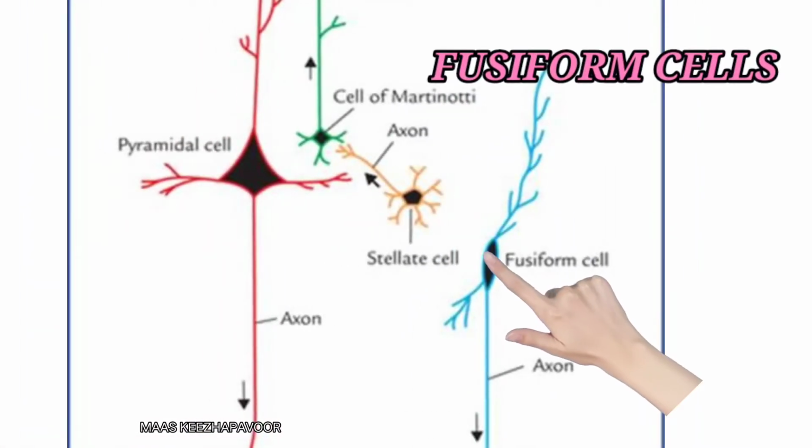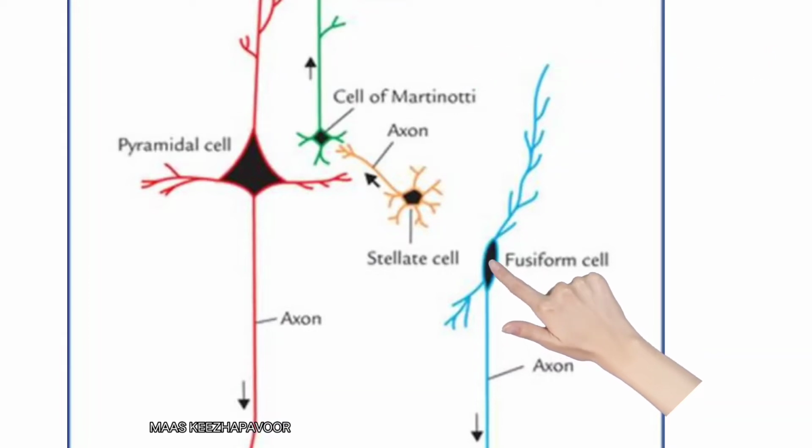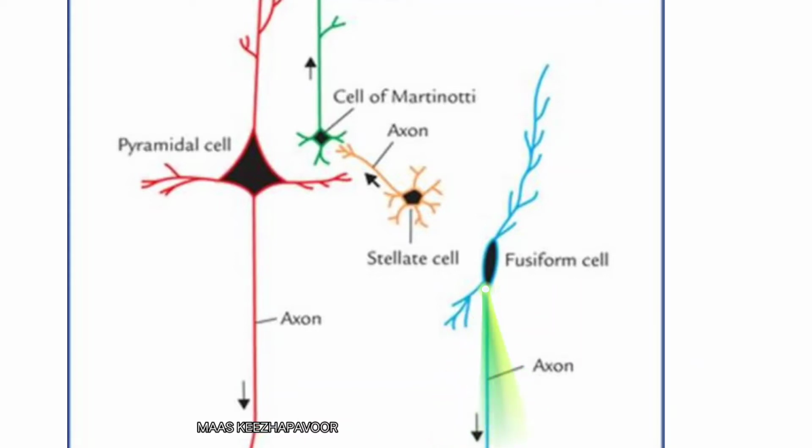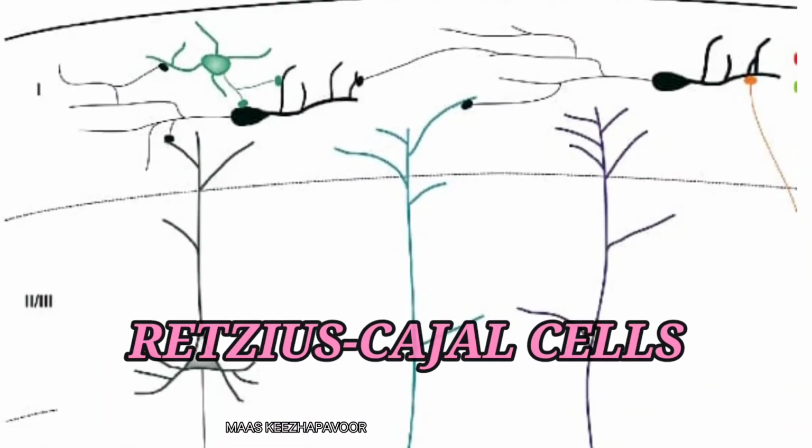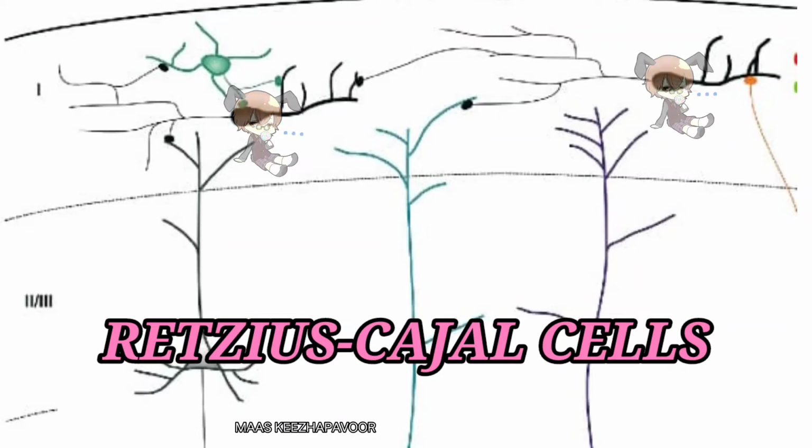The fusiform cells are spindle-shaped cells and oriented at right angles to the cortex. Their dendrite projects towards the cortical surface, whereas the axon has the possibility to be commissural, associating, or projection-oriented. The horizontal cells of Cajal or Retzius-Cajal cells are small, spindle-shaped neurons and they are oriented parallel to the surface.